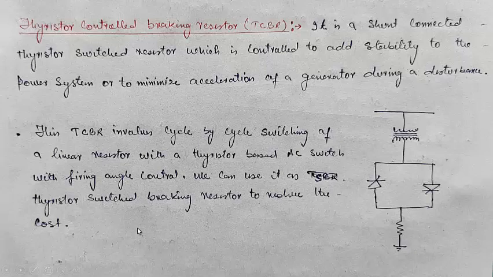In this case, we may use different TCBRs in parallel, so that we can use only the thyristor switched braking resistor, rather than the thyristor controlled braking resistor, because the thyristor switched braking resistor will be of slightly lesser cost than that of the thyristor controlled braking resistor.